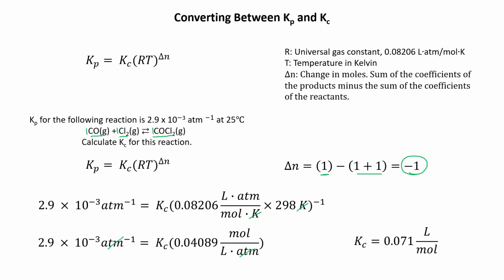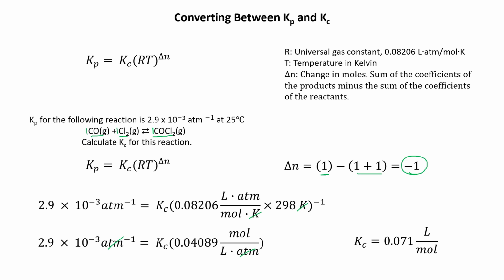A common place to get tripped up when you're doing this conversion is first not starting with the balanced chemical equation. That is going to give you the wrong value for your delta N. And the other place students get tripped up is units, either not converting Celsius to Kelvin.